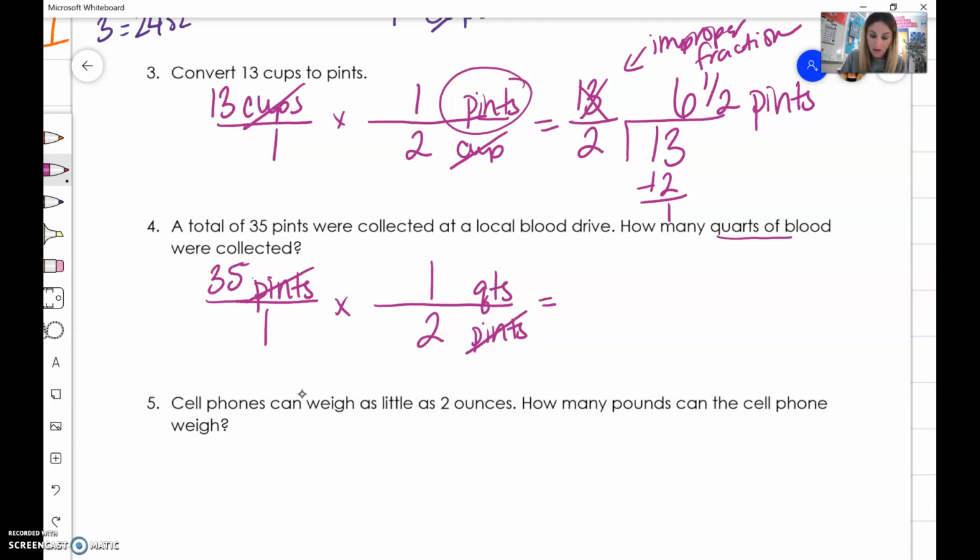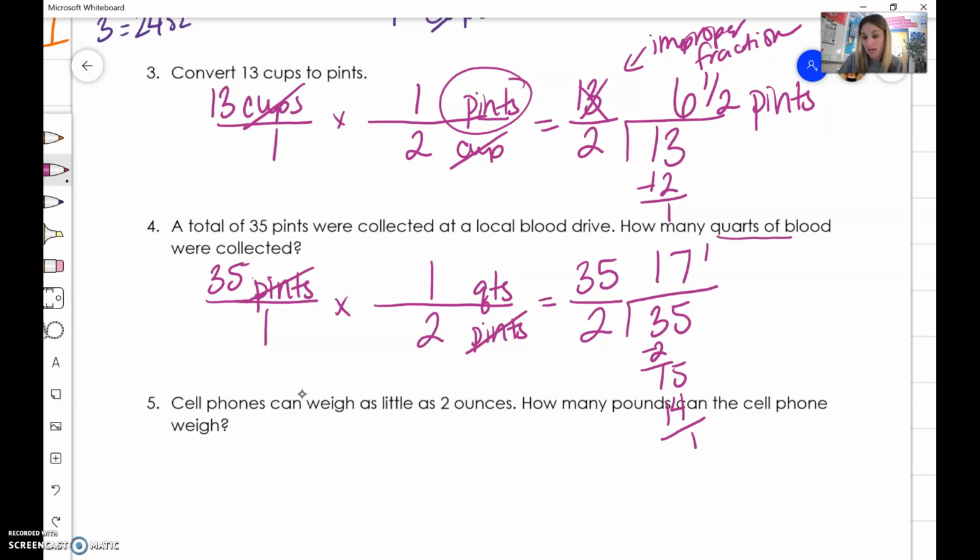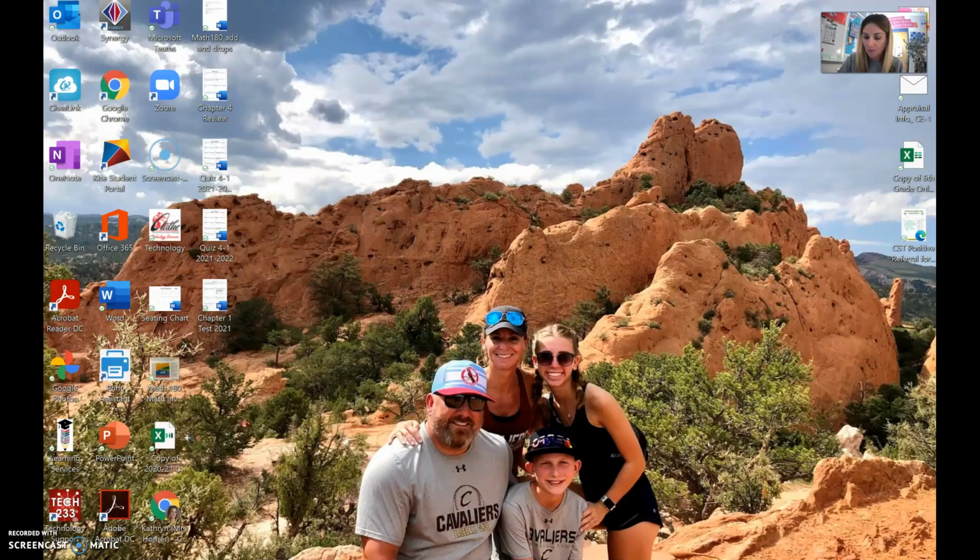And I get 35 times 1 is 35. 1 times 2 is 2. Can I leave it like this? No, that's an improper fraction, so I'm going to divide. I'm going to drop this down. I know that goes in once. I get 15. I know that goes in 7, which is 14. And I get a remainder of 1, which means that 1 becomes my numerator. My 2 stays my denominator.